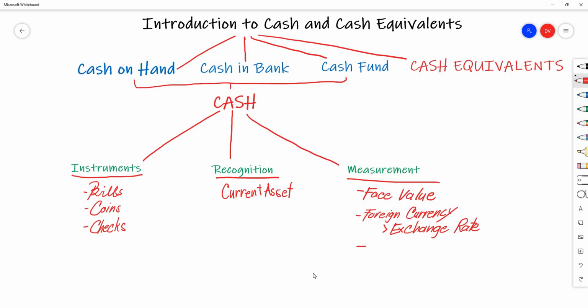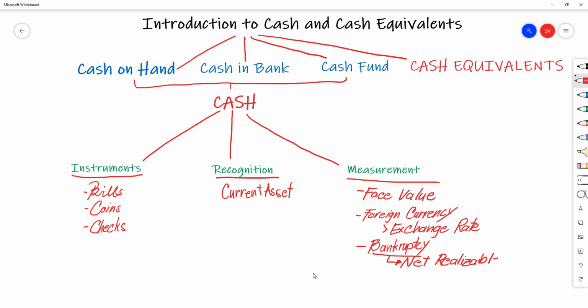And lastly, what about if it is an account that is due in a bank or financing institution that is under bankruptcy? So let's say, for example, you deposited your cash in a bankrupt or under dispute financing institution. How do you measure that? Of course, not in face value, but in what we call net realizable value.